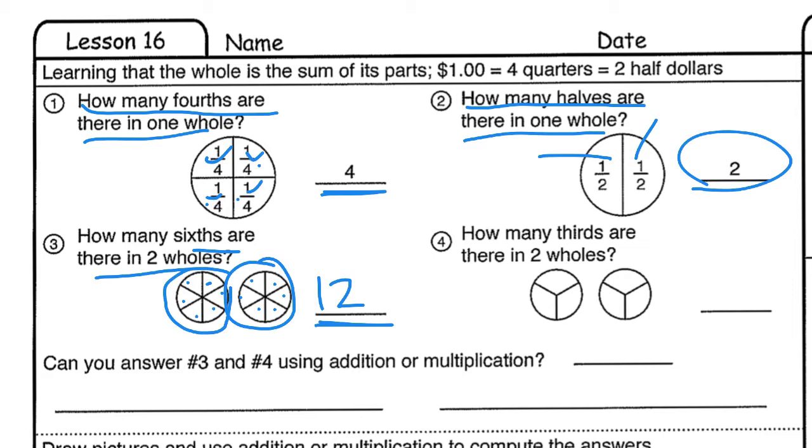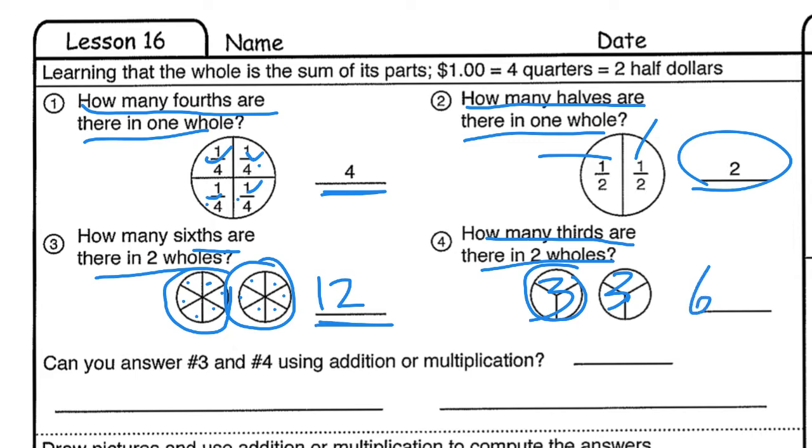Pause the video and try number 4. All right, you should have already done number 4 on your own. How many thirds are there in two wholes? Well, in one whole, there are 3. And in another whole, there are 3 more, and that makes 6 altogether.